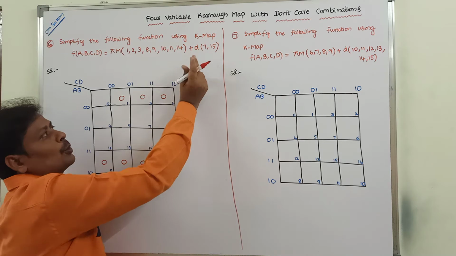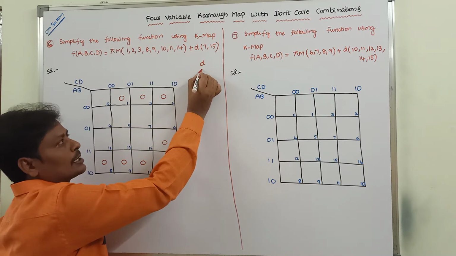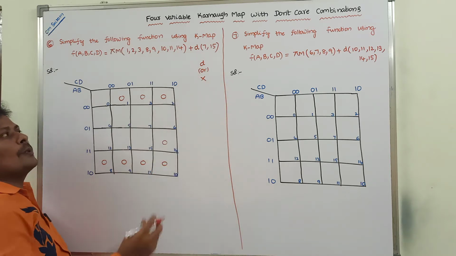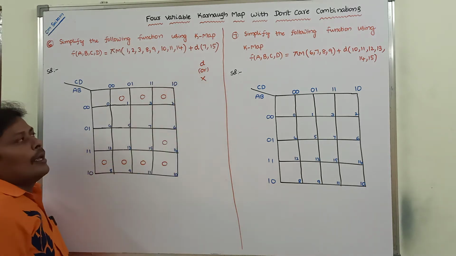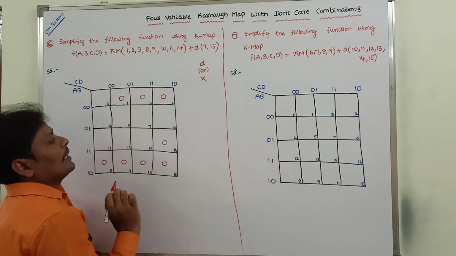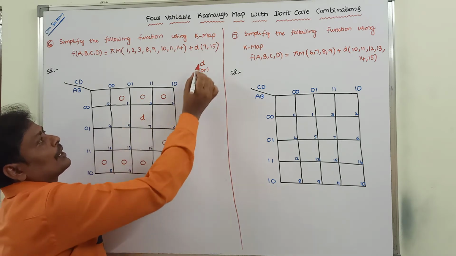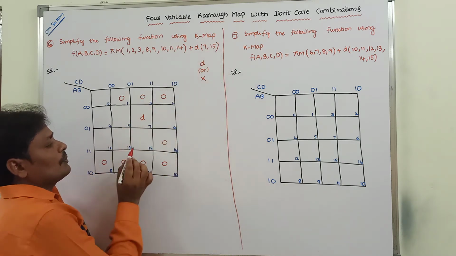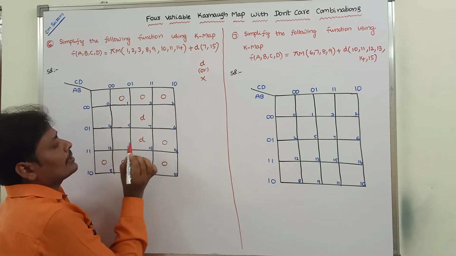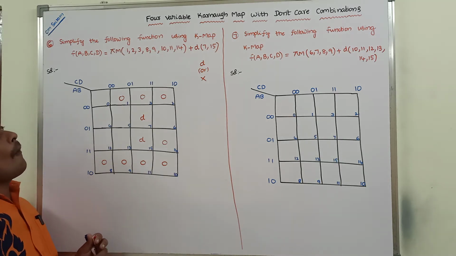Now, don't care can be represented by using a small d or a cross mark. We have to use either this one or this one. I am using d. So don't care 7, the corresponding cell is this one, I am inserting d. Don't care 15, the corresponding cell is this one, I am inserting d.